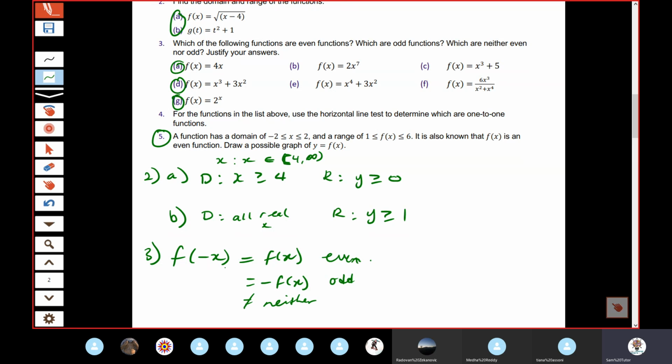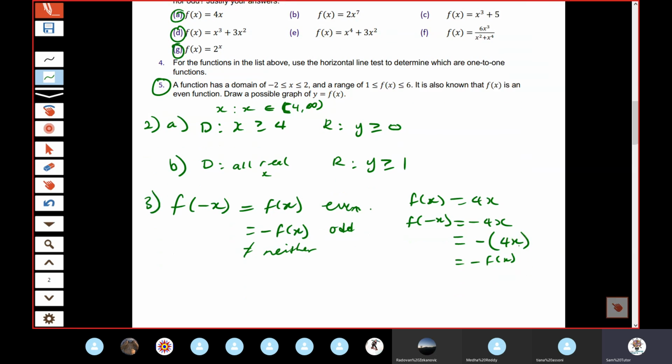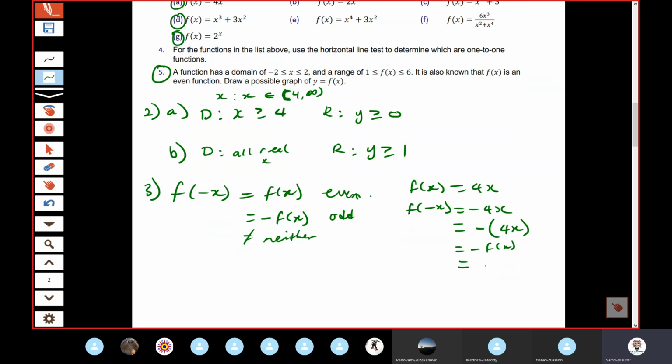So sub it in, gives you the original, even. Not, force out the negative. Odd, great, not, neither. Let's go. f of x equals 4x. So sub in f of negative x, gives you negative 4x. Is that the original? No. Force out a negative. It is negative of the original. So guess what? It's negative f of x, which is odd.